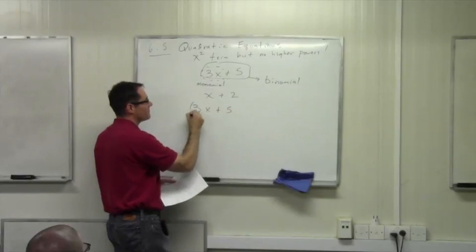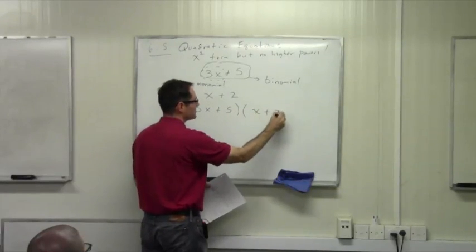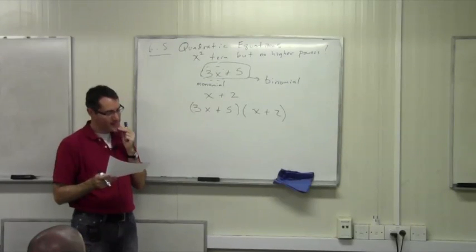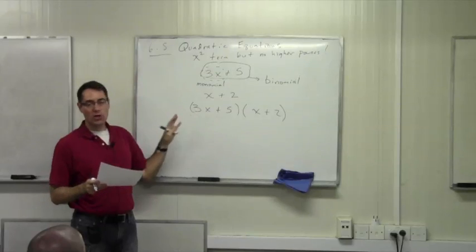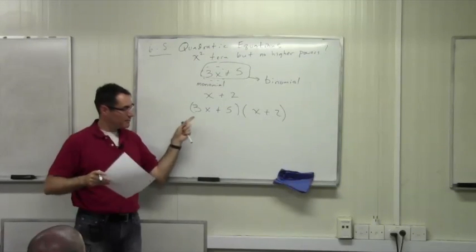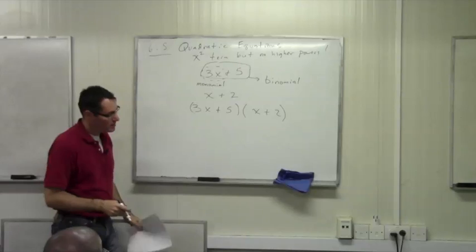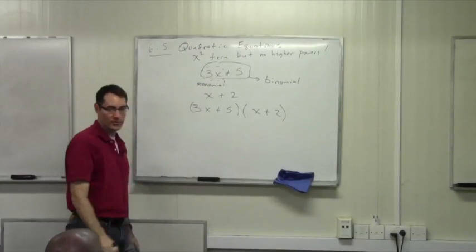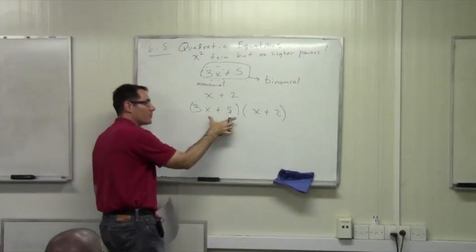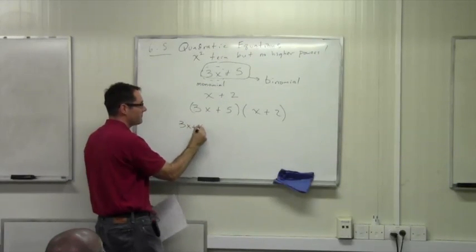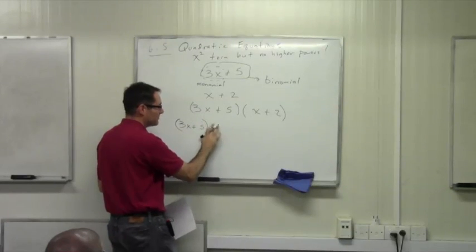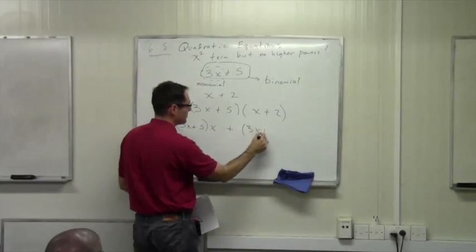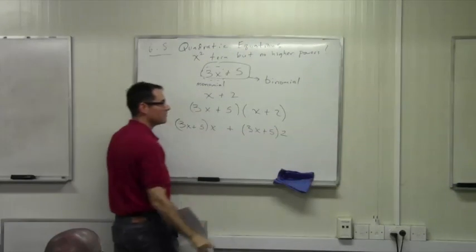3x plus 5 times x plus 2. What does this kind of look like, the property that we talked about? It's going to become the distributive property. We can actually distribute this across the x and across the 2. What would that look like? It would look like this. 3x plus 5 times x for this one, plus another 3x plus 5 times 2.